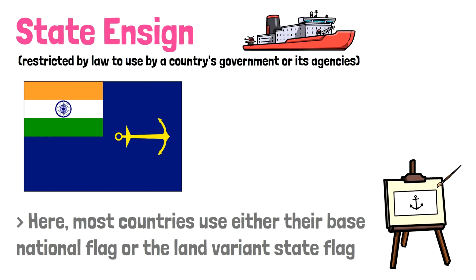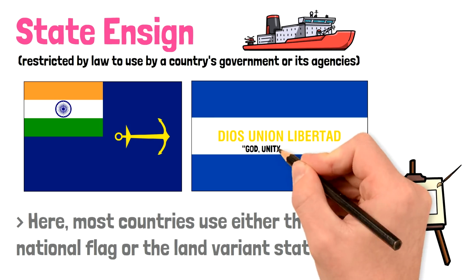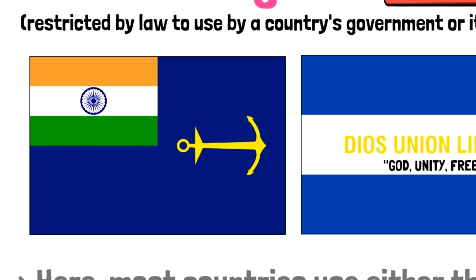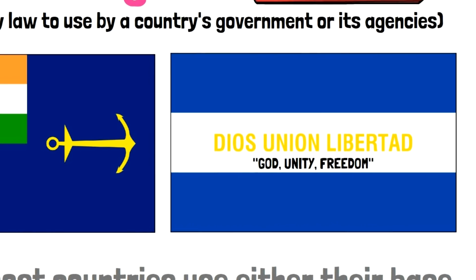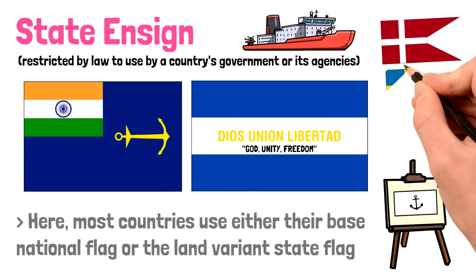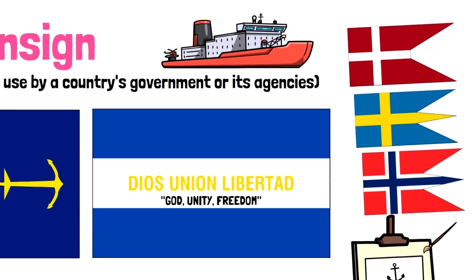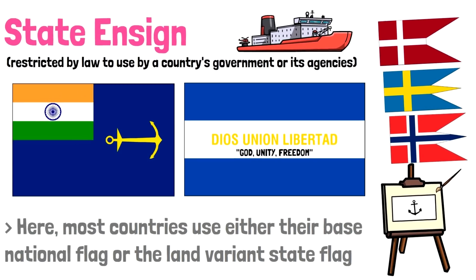India is one of these exceptions, using a blue flag with a golden sideways anchor and the national flag on the top left canton. El Salvador removes their coat of arms and adds the text Dios, Unión, Libertad in gold, meaning God, unity, and freedom. I think all others just use their land state flag as their sea state flag as well. Although we should point out that the Nordic countries do so, but change the shape of the flag so that they become pennants instead of rectangles, meaning they have these triangular shapes on the right side.